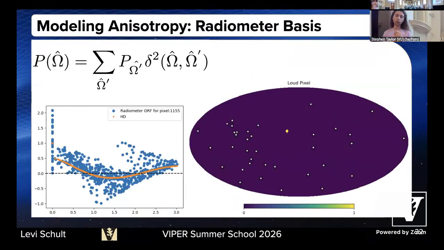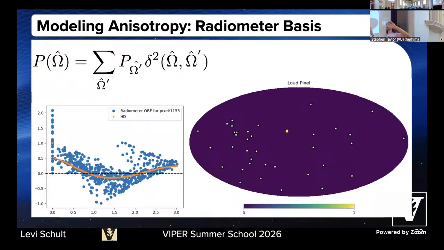So we can go to the radiometer basis. Instead of modeling power everywhere on the sky with spherical harmonics, we say, if all of the power on the sky was coming from one point, what would that overlap reduction function look like? So here's an example. I've lit up 1 pixel in the sky. What does the corresponding overlap reduction function look like? It looks like a mess, right? But that's just what the correlations will look like for this array of pulsars.